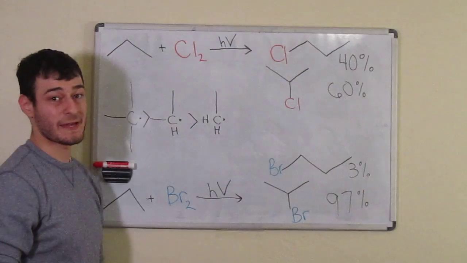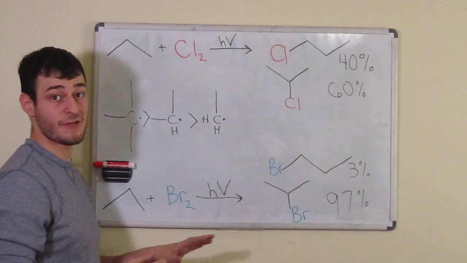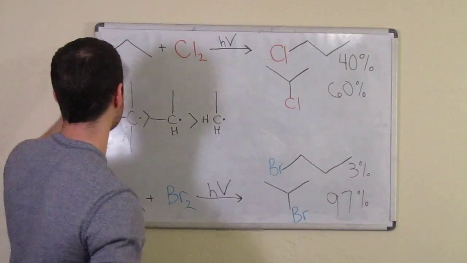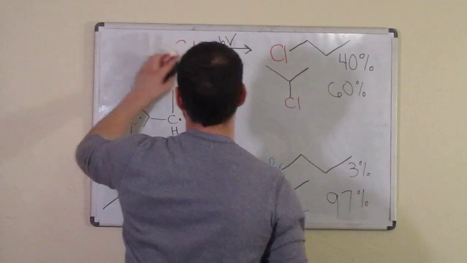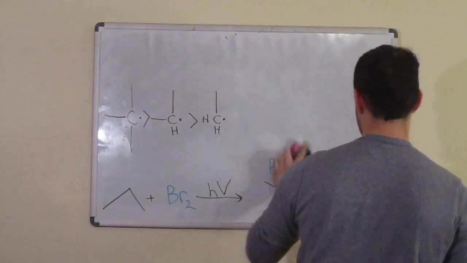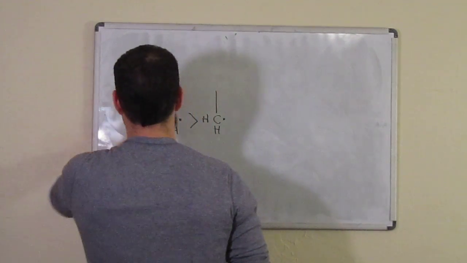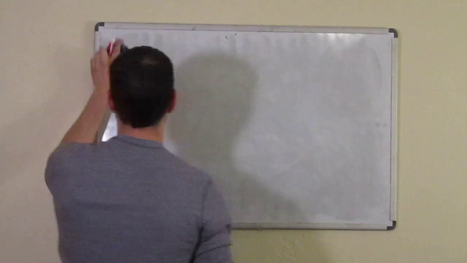But that doesn't explain why the chlorination ratio is so different than the bromination. To do that, we have to actually look at the reaction. So I'm going to erase this real quick, and I'm going to put up a reaction diagram. So that's going to help explain why we get the product ratios we do.